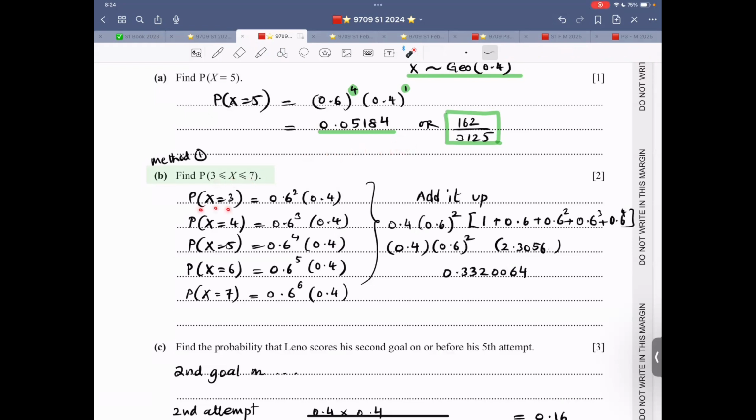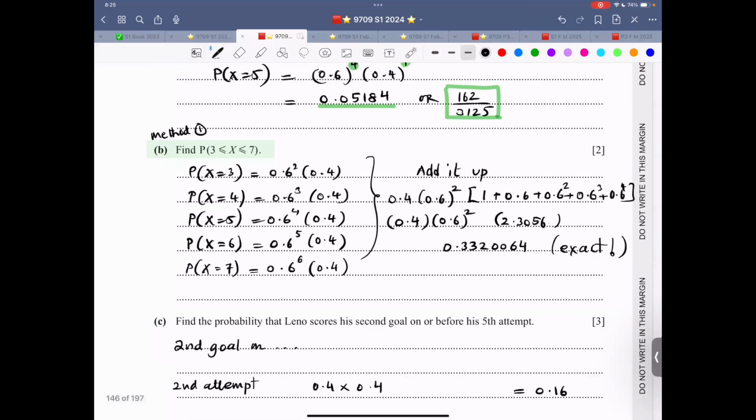Probability x is equal to 3, 2 failures, 1 success. Probability x is equal to 4, 3 failures, 1 success. X is equal to 5, 4 failures, 1 success. Similarly, 5 failures, 1 success. Similarly, 6 failures, 1 success. And then when you add it up, what I did was that I took 0.4 common. I took the lowest one, 0.6 squared, common, just for simplicity. And then I get this answer. This answer is also exact, a little bit lengthy, but exact.